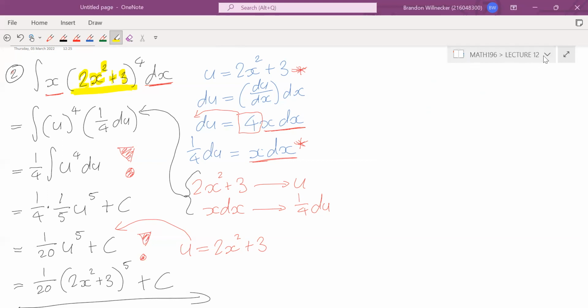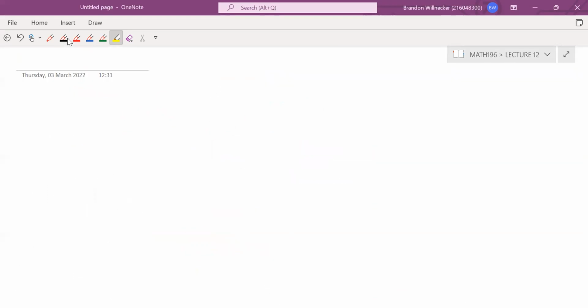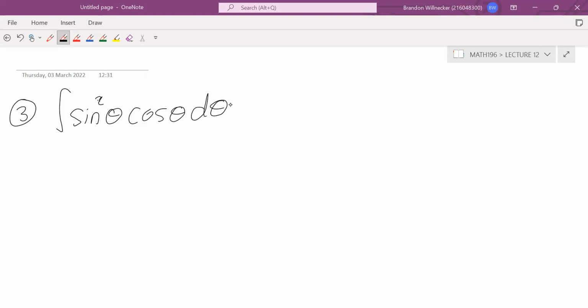Okay, let's take a look at another example. It's number 3. So here we have the integral of sine squared theta cos theta d theta. Okay, so this looks pretty complicated. We've got this trig integral to try and solve. Let me rewrite it a bit, and then maybe it will be more clear what we should let be u.